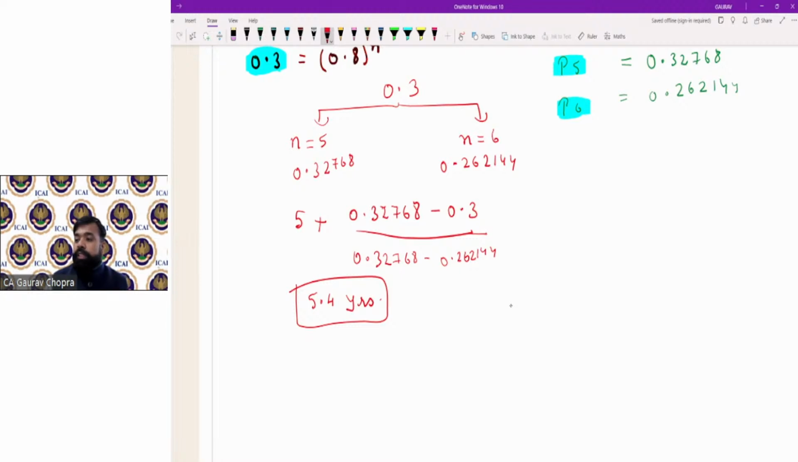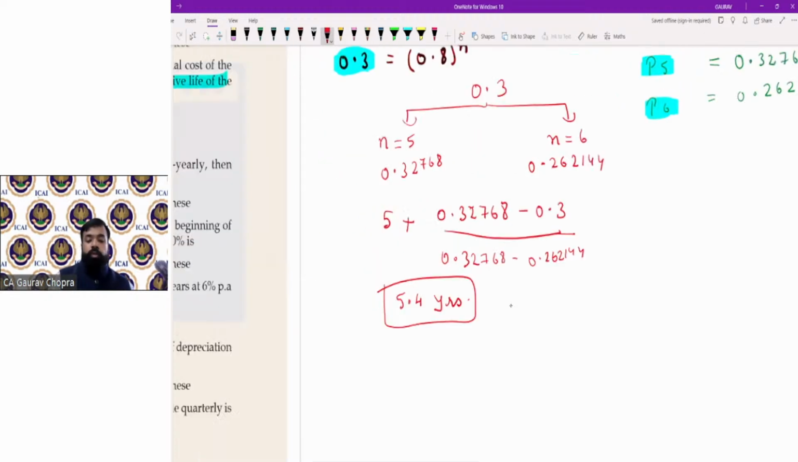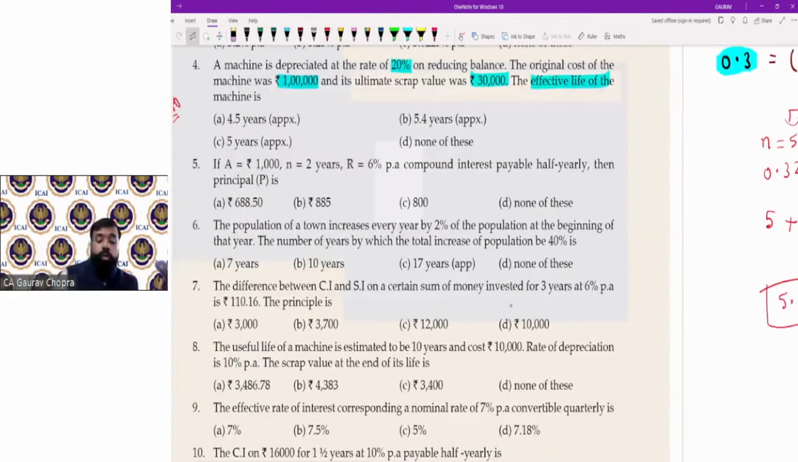So Piyush Gupta says everything is understandable. Thank you for teaching like this. That's great. So 5.4 is the answer for question number 4.